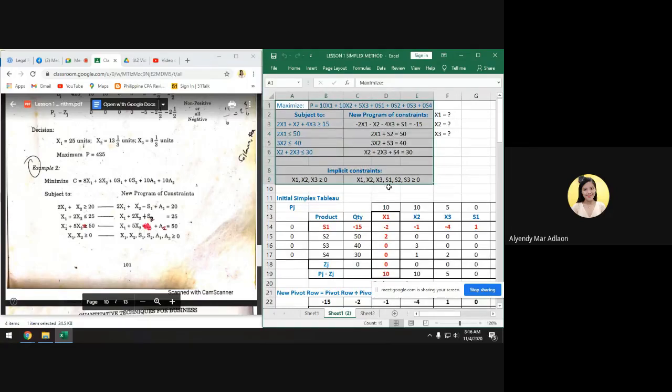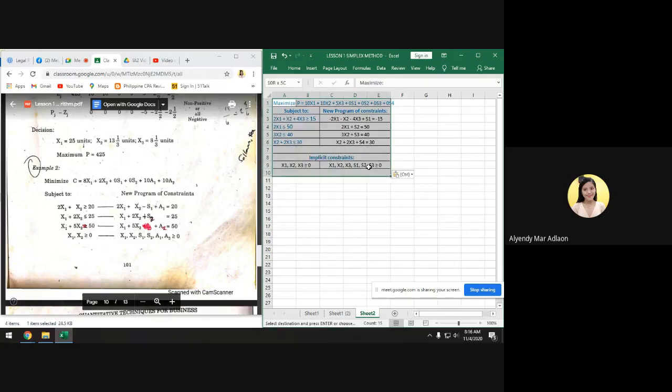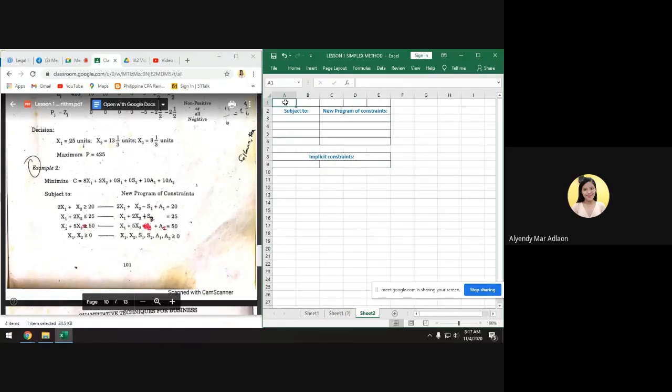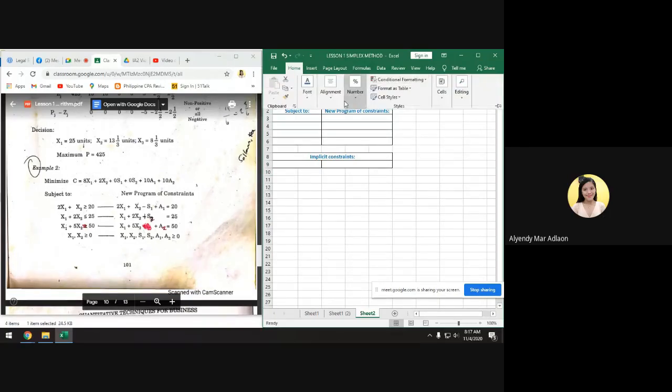Just copy the table. Okay, for the minimization of cost, we are to minimize cost equals 8x1 plus 8x2 plus 0s1 plus 0s2. As I've said, that is minimize, and then we have C equals 8x1 plus 2x2. This is usually how the given looks. It doesn't yet have the slack variable and artificial variable.